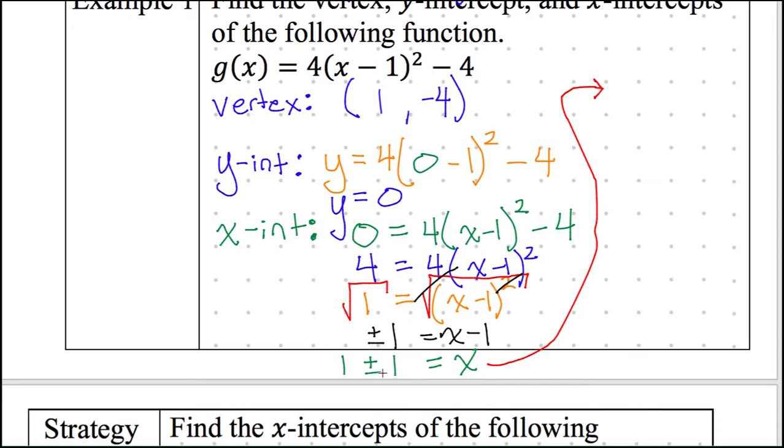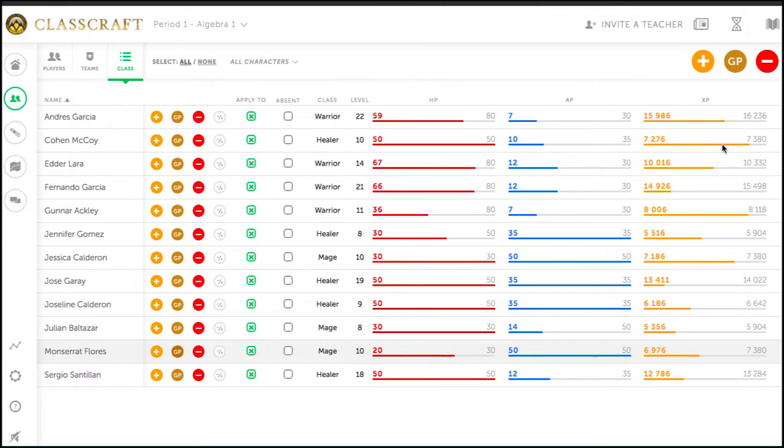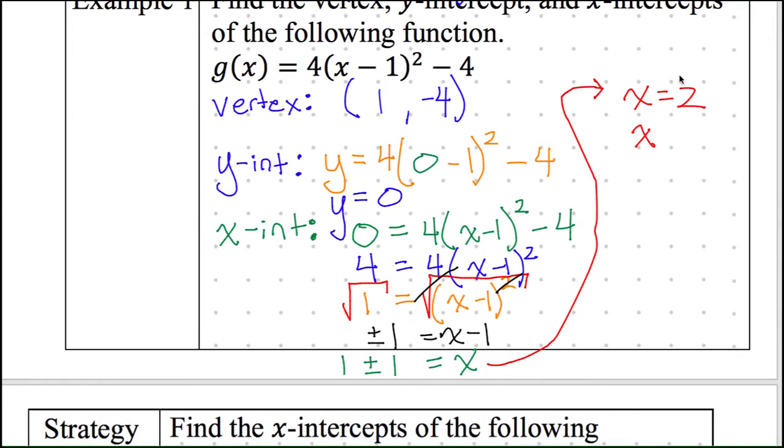Someone that has their card still. So I'm looking at Josie, I'm looking at Jenny, Monse, and Eder. Monse. There it is. X is equal to 2. And then for the next one, I'm going to choose the negative. Thank you, Monse. Again, someone that has not participated yet. When I choose the negative, what am I going to get?